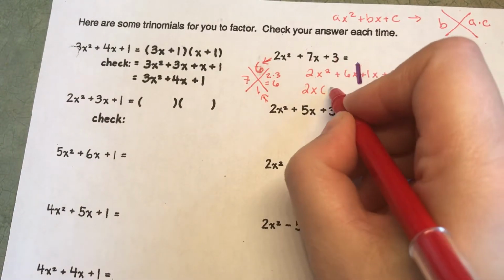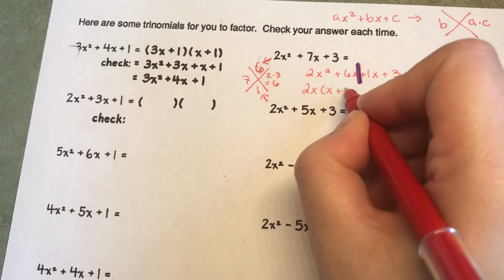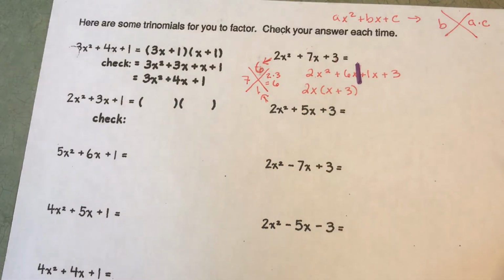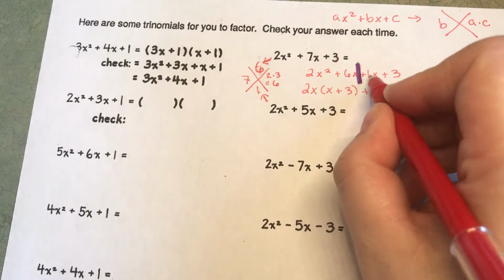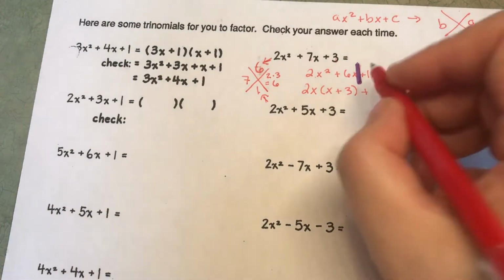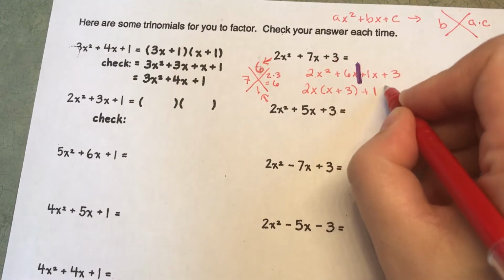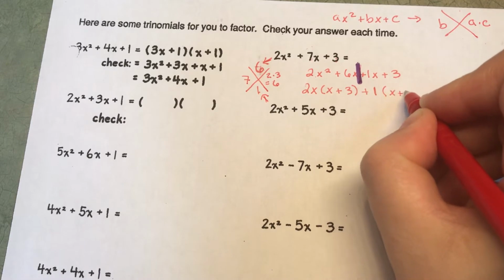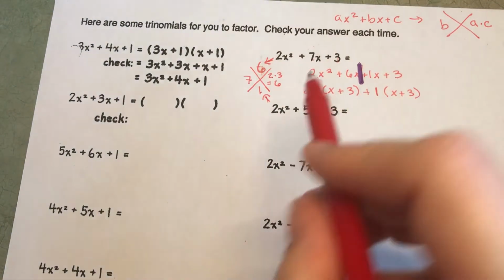2x. So that leaves me x plus 3. And then for the second group, I'm going to factor out my greatest common factor, which is 1. And that leaves me x plus 3 also. So let's double check this.